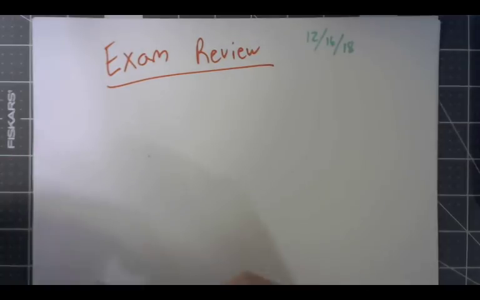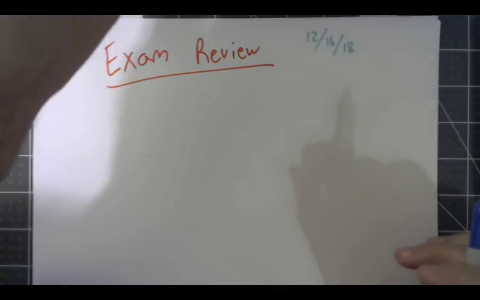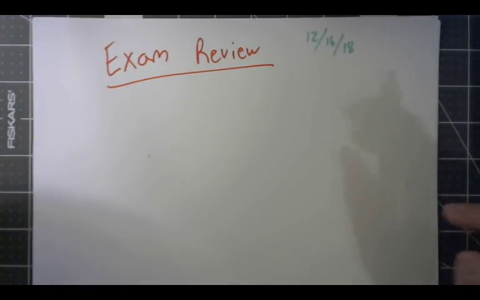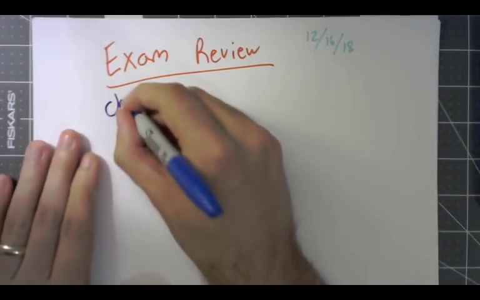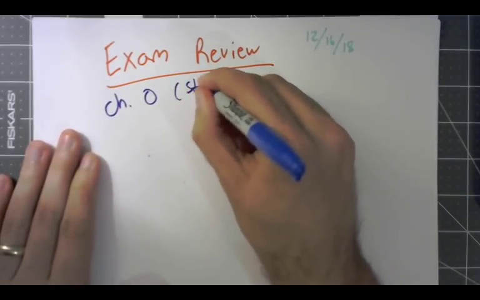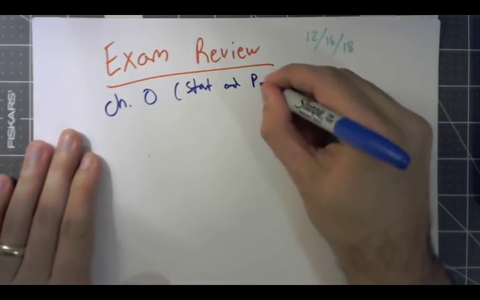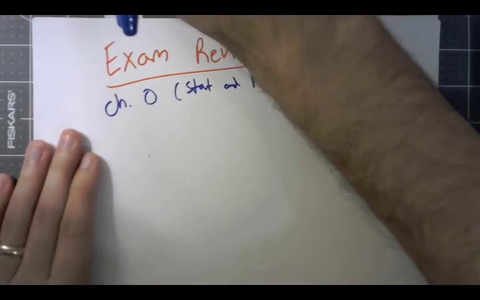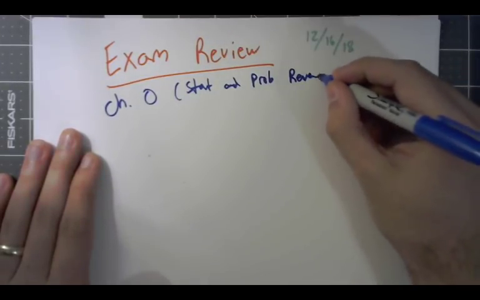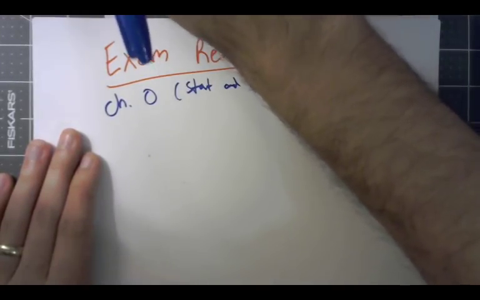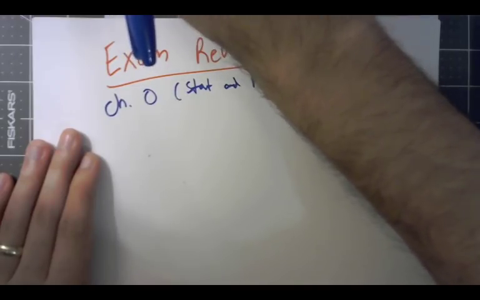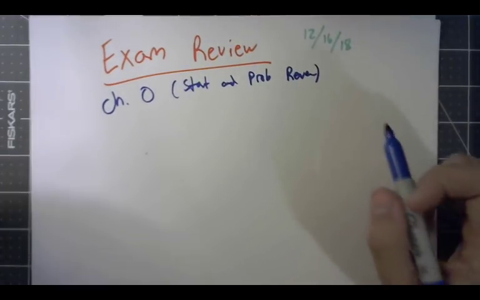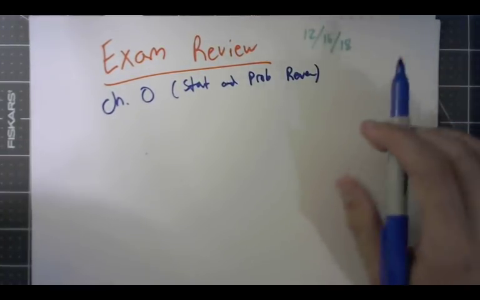So I realized I didn't cover the statistics portion that we did. So I'll go to chapter 0, stat and probability re-review. And there's an echo in here somewhere. Turn that off. Okay. So we have chapter 0, review the stat and probability.